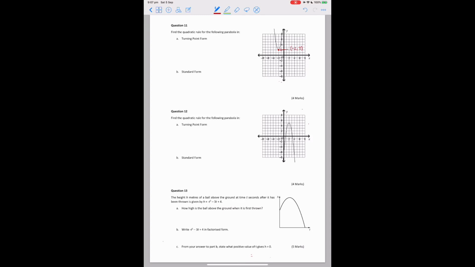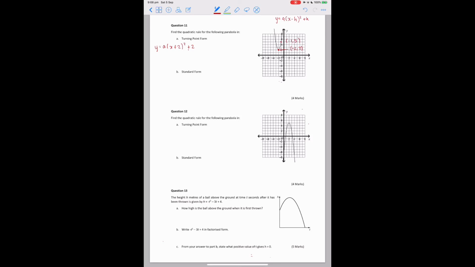Just a reminder, the turning point form was y is equal to a bracket x minus h whole squared plus k. So now that we know the turning point, let's substitute those values into h and k. So it's going to be y is equal to a bracket x plus 2 whole squared plus 2 as well. Now that we've got this, we'll therefore substitute another coordinate into the actual equation to solve for a. I can clearly see that the parabola passes through this particular coordinate, which is negative 1 and positive 5.